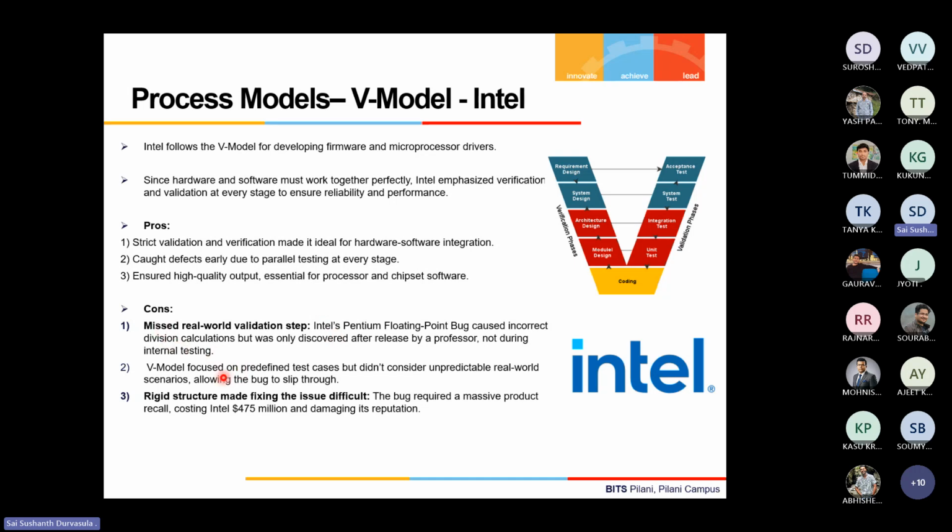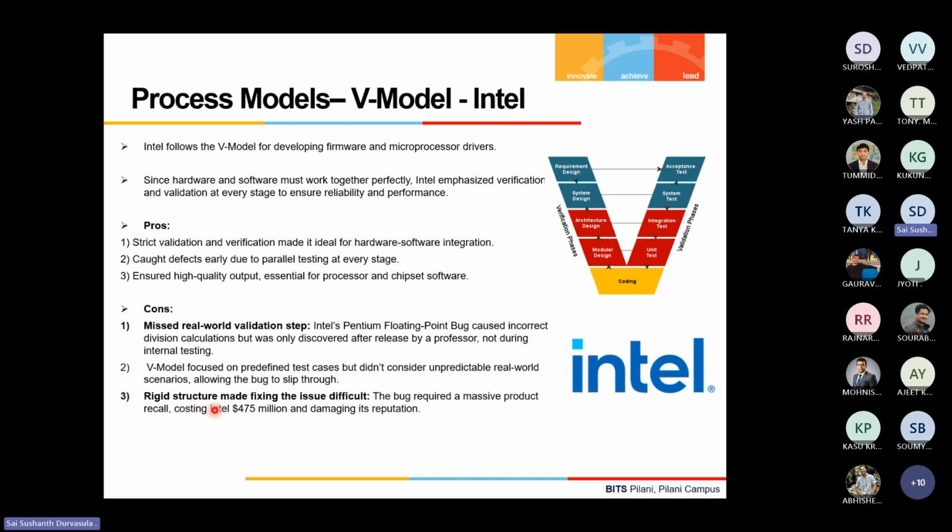But coming to the cons, I think Intel's Pentium floating point bug is very popular. It was a real world validation step that got missed, right? The division calculations, the algorithm itself, was producing incorrect results precision-wise, and this was found by a professor, not by the Intel team itself, right? So this exposes the lack of firm validation phases they might have missed out in this case, but this is just to call out one of the cons that happened here.